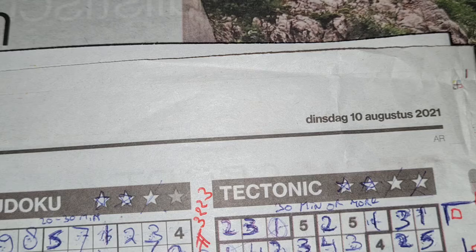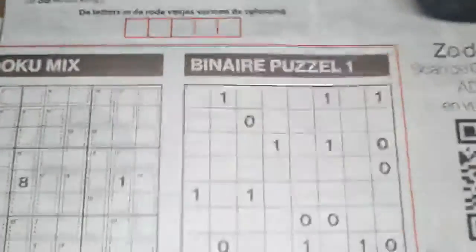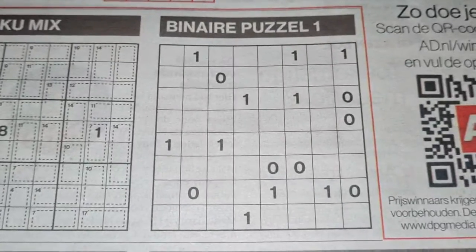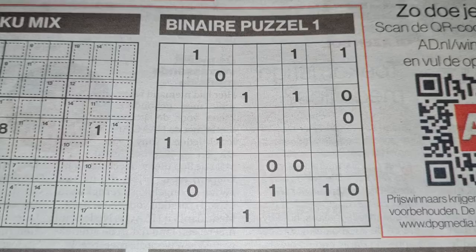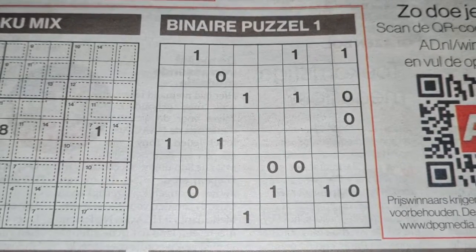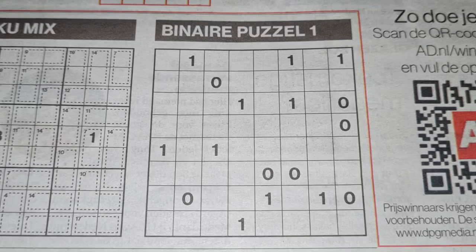We have a lot of puzzles, 8 puzzles, but I only do 4, half of them. And the third puzzle is a binary puzzle. And remember, constant repetition is important. Binary puzzle, boys and girls.